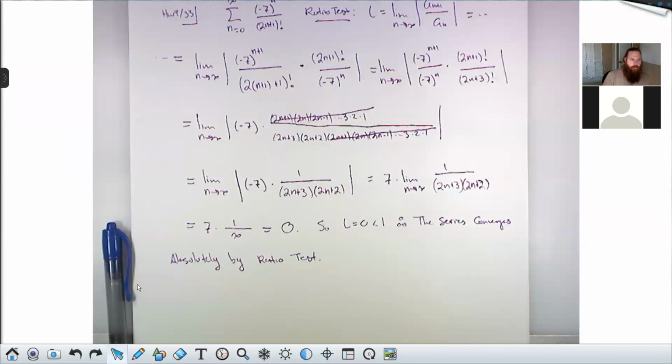So now remember what factorials do. The factorial of anything is that thing times that thing minus 1 times that thing minus 2, all the way down to 3 times 2 times 1. So the factorial of 2n plus 1 is that thing, 2n plus 1, times that thing minus 1, which is 2n, times that thing minus 2, which is 2n minus 1, all the way down to 3 times 2 times 1. So the factorial of anything is what you get when you multiply that thing times that thing minus 1 times that thing minus 2, and just keep going until you get to 1.